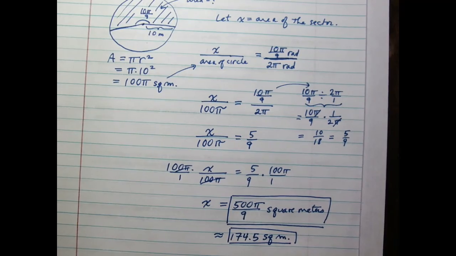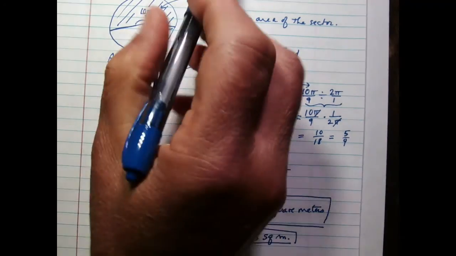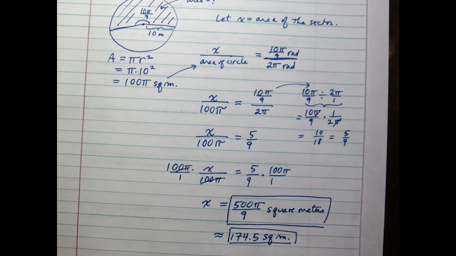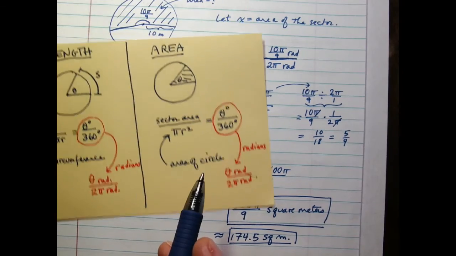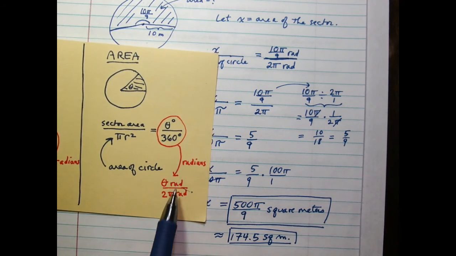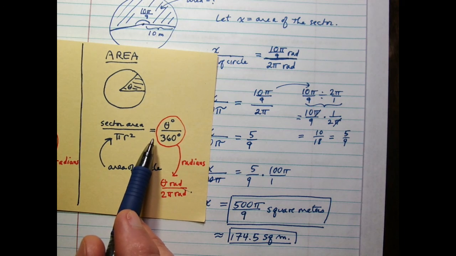So again, what's different here is we had to be aware that area is involved. There's really no shortcut to a proportion. There is a formula in the textbook. I don't like the formula in the textbook. I prefer you to set up the area proportion where we used radians instead of degrees in our setup.